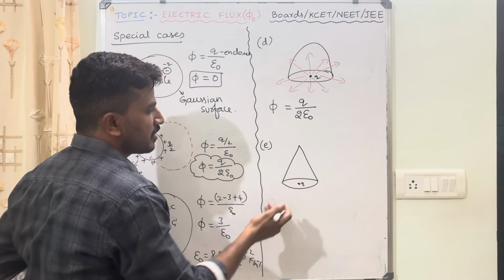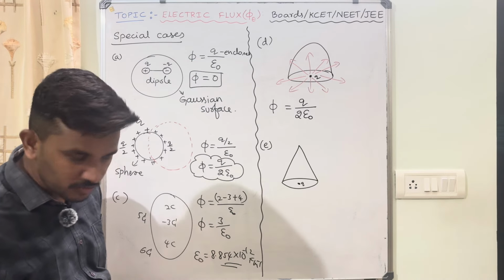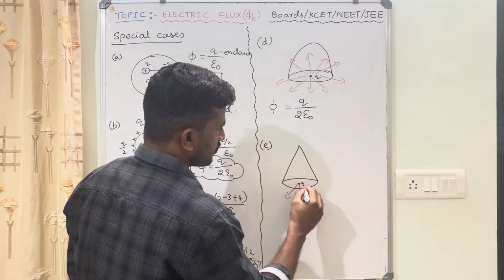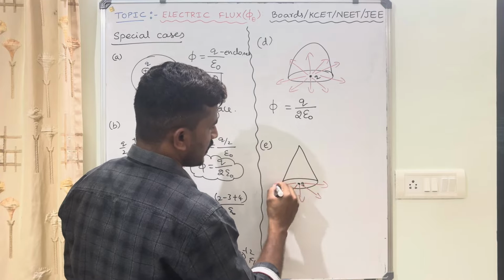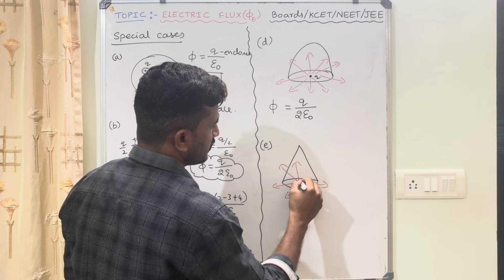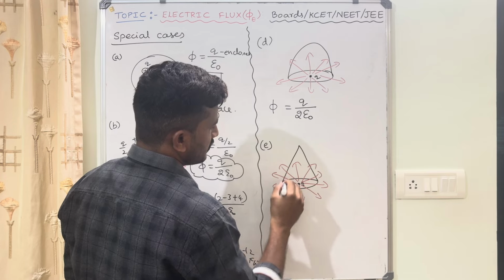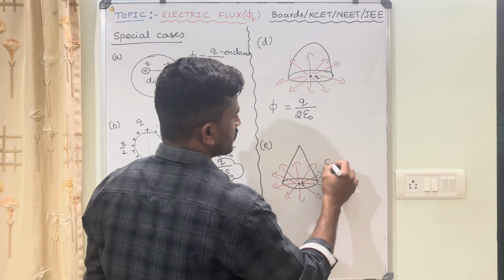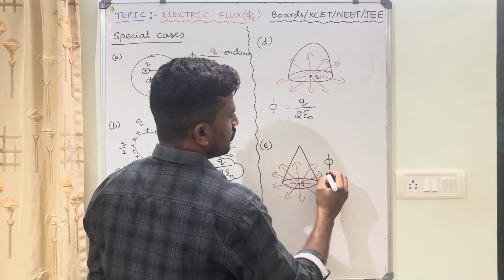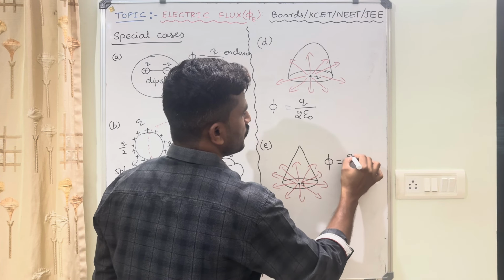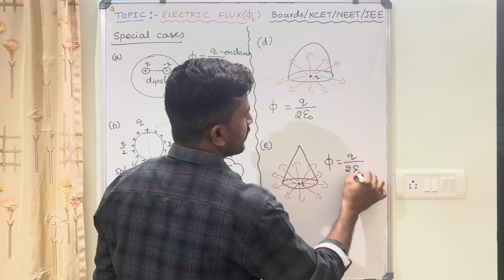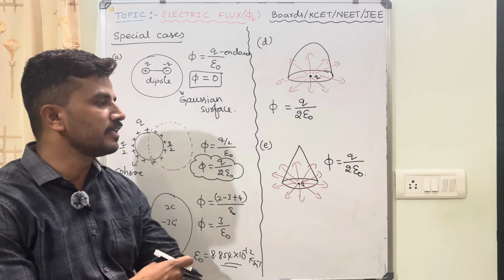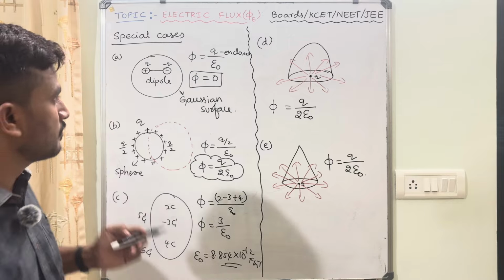So here also it is similar. Some of the flux is coming out, and some flux is going inside. So the total flux entering the cone is equal to q by 2 epsilon naught. Like this we have a few more examples. Let us discuss them.